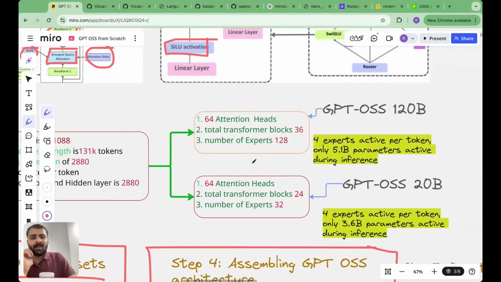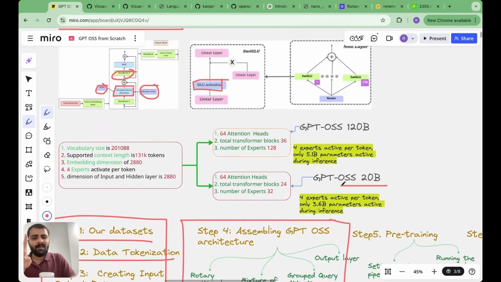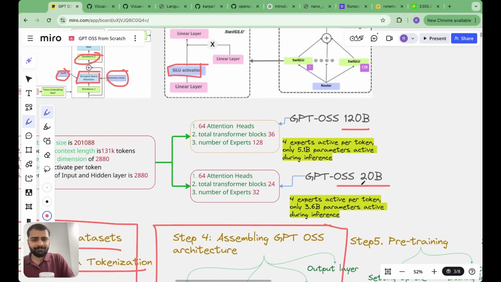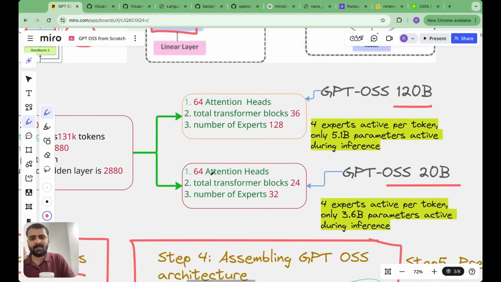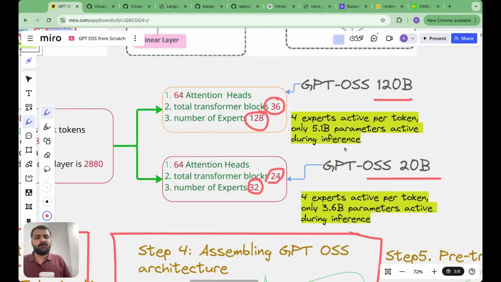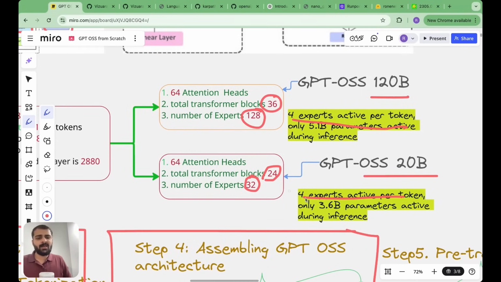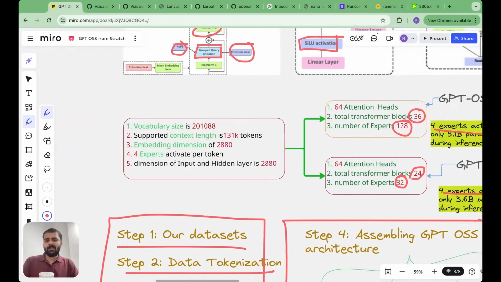Please keep in mind that they had two versions, the 20 billion and 120 billion. So mostly I'll be talking about the 20 billion, but the 120 billion just seems to be a scaled up version of the 20 billion model. For example, in the 20 billion, they used 24 attention blocks, whereas in the 120 billion, they used 36 attention blocks. The 20 billion, they used 32 experts, and in 120 billion, they used 128 experts. And 4 experts were active per token. That remains the same across 20 billion and 120 billion as well.